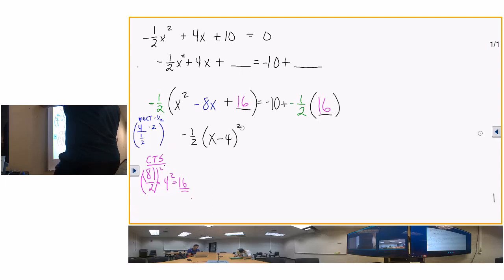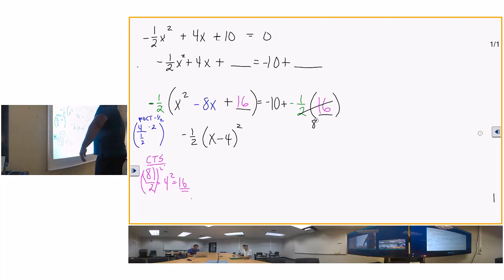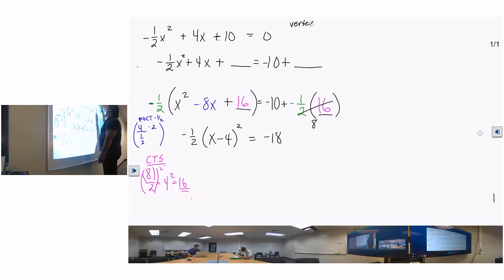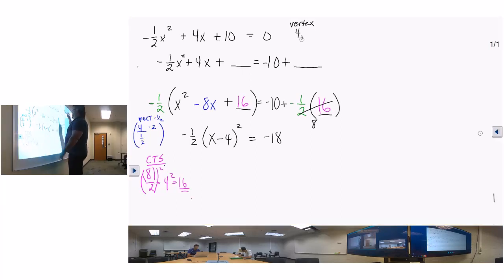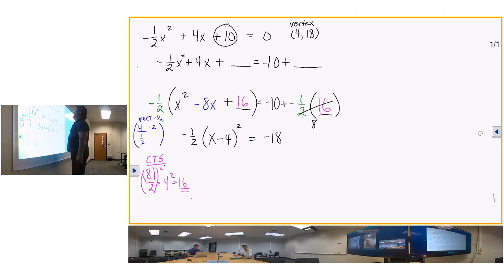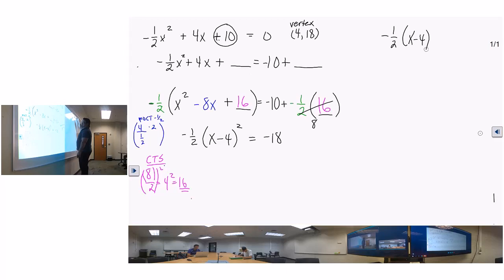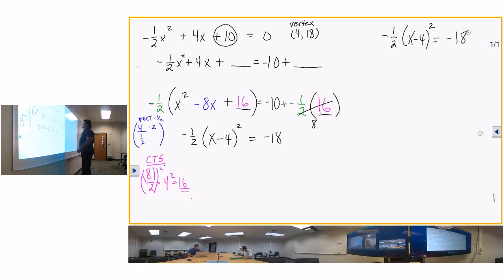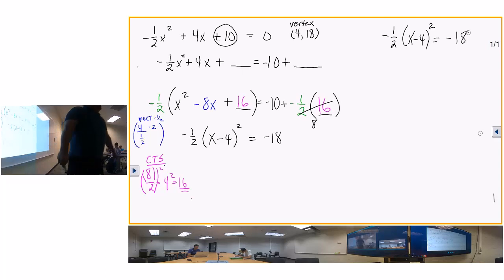And then what's negative 10? What's 1/2 of 16? 8. So what's negative 10 plus a negative 8? Negative 18. So our vertex, we'll put it up here. Vertex is 4, negative 18. And of course that's our y-intercept. So now let's go over here and do negative 1/2 times x minus 4, quantity squared, is equal to negative 18. All right, go to it and find your x-intercepts.